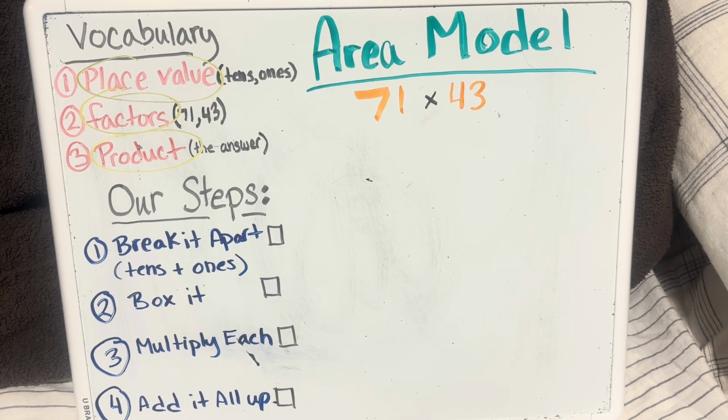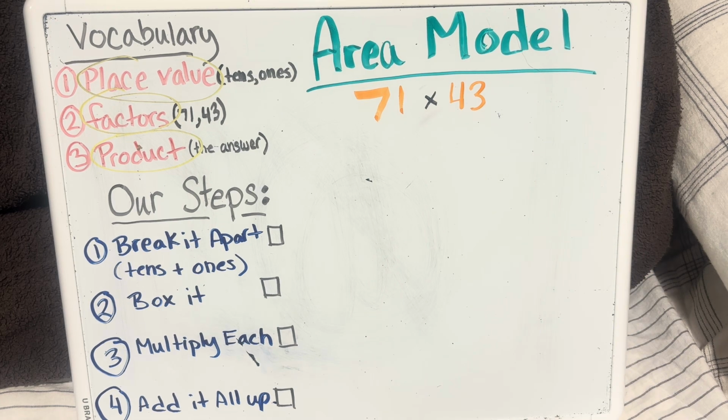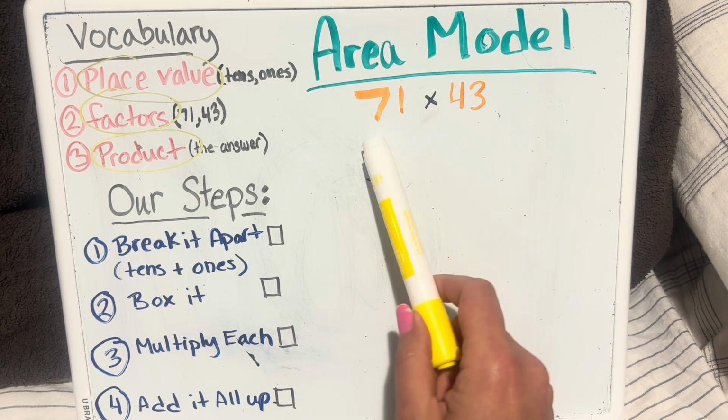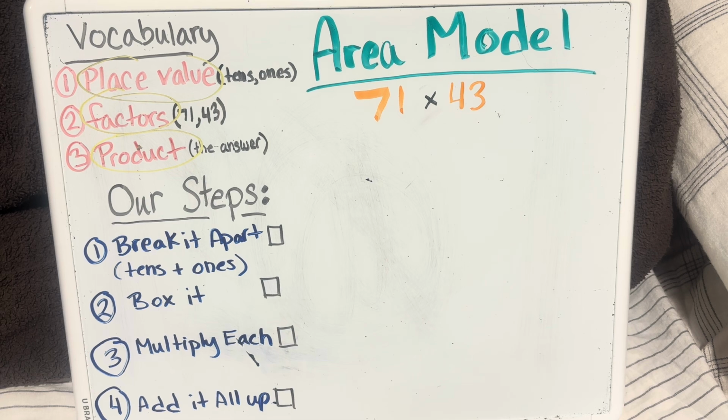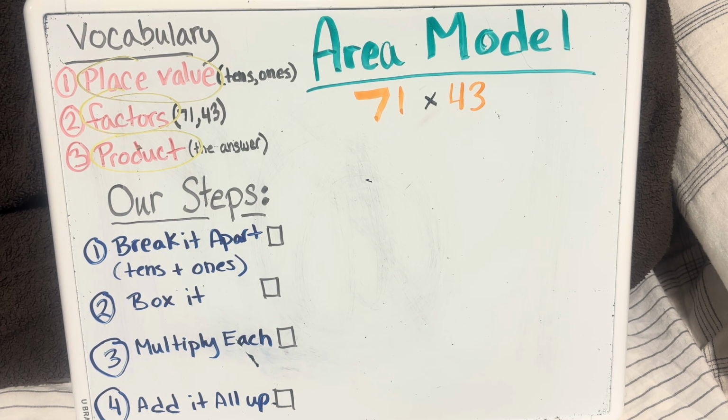Hi kids, today we are going to use something called the area model to find the product, find the answer for what 71 times 43 is. So before we talk about area model, let's look at some vocabulary words that are going to pop up.